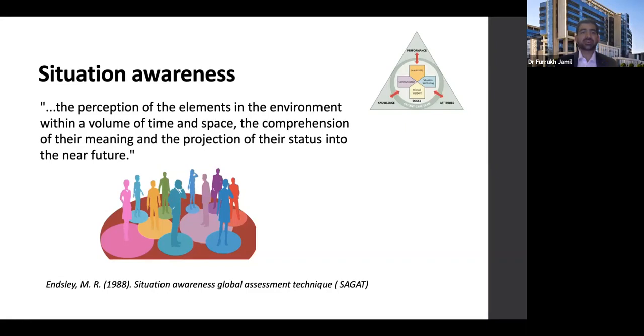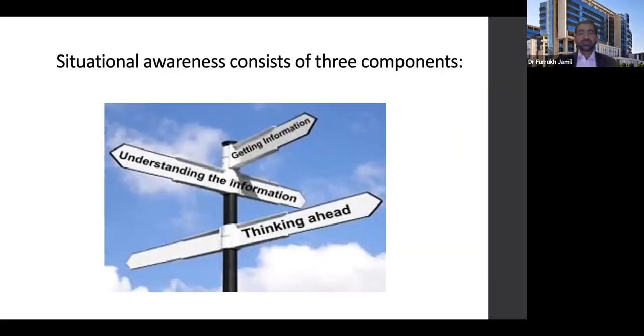So what is situational awareness? The perception of the elements in the environment within a volume of time and space, the comprehension of their meaning, and the projection of their status into the near future. So that's situational awareness. As I mentioned, it's a whole topic, and if I get the opportunity in the future, I might cover situational awareness in more detail. So what it is: getting information, understanding information, and then using this information to plan ahead in terms of what's coming next.